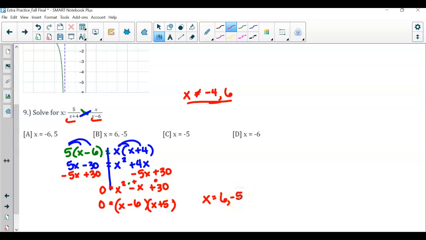Guys, be careful because people are going to want to say B. B is not our answer because always go back to the extraneous. Notice how 6 is one of our extraneous solutions. X cannot equal 6, so x is only equal to -5. That's why the answer is C.